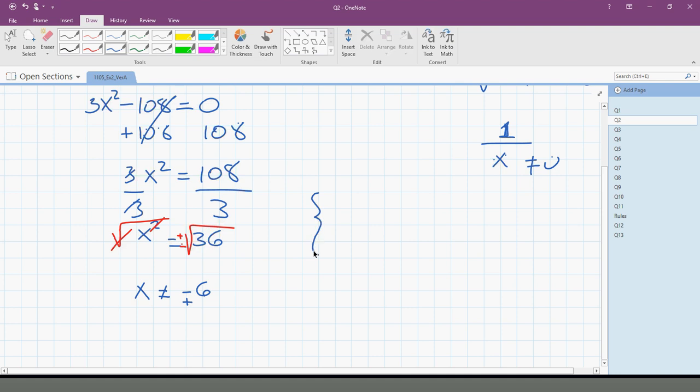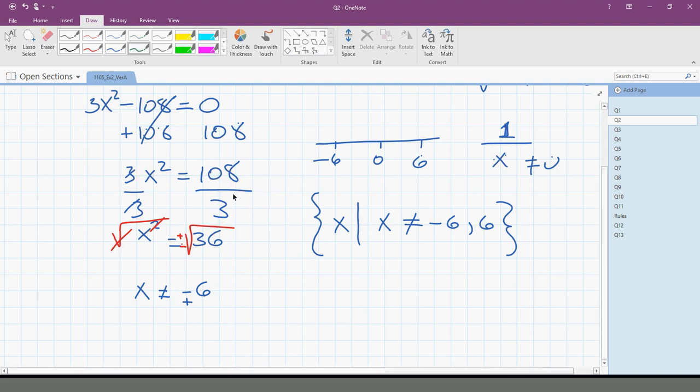In set builder notation, we always open a curly bracket, x such that x cannot equal negative 6, 6, close the curly bracket. And if we do the interval notation, think about your number line. This is 0, here is negative 6, and here is positive 6.